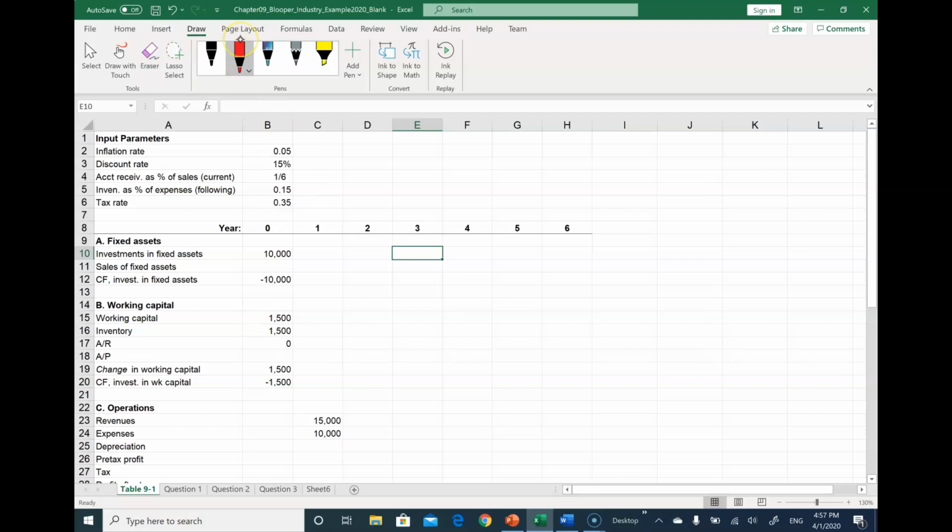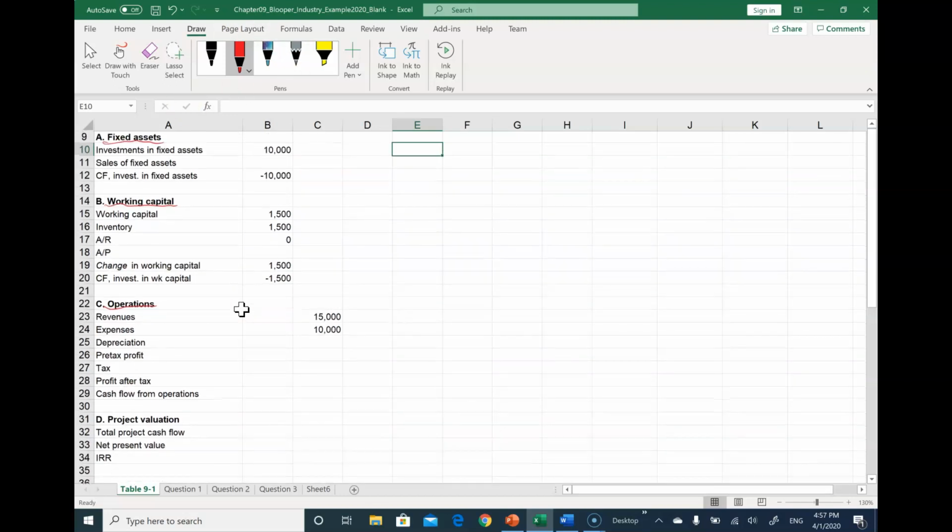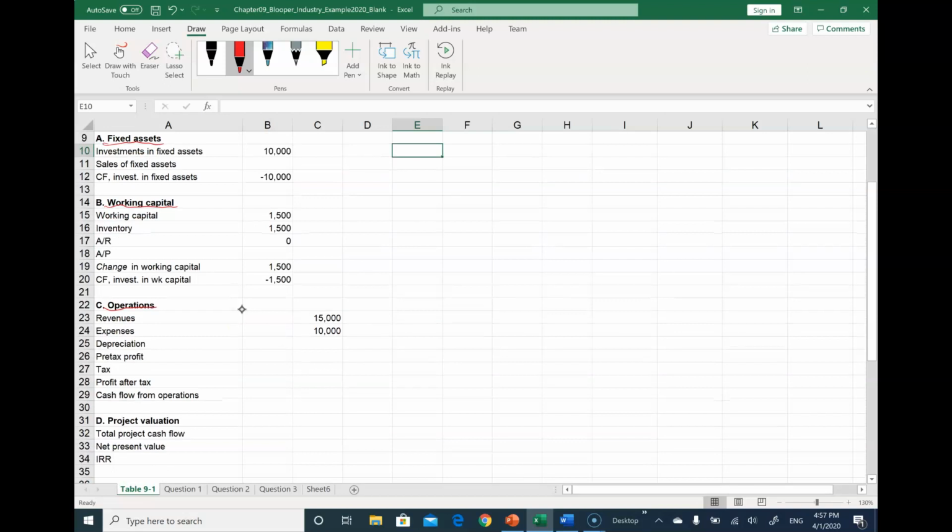Then we have the cash flow from operation here. We have cash flow from investment activities. We have investment in the working capital, and we have cash flow from operations. When we combine all this, we get the free cash flow. So this is the free cash flow.